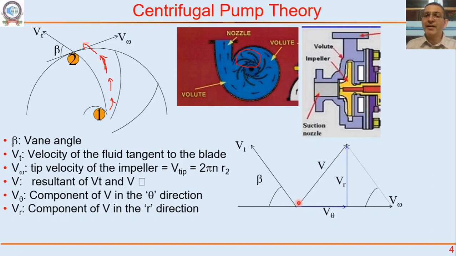We are interested in tangential momentum imparted to the liquid. So we are interested in the tangential component of this V. So this V we are going to resolve into a tangential component and a radial component. Radial means radially away from the center of the impeller. So radial component and tangential component. This component is our radial component. Okay. So this should be Vt and V omega. Let me just make that correction.